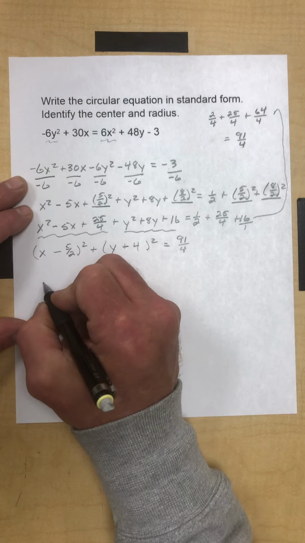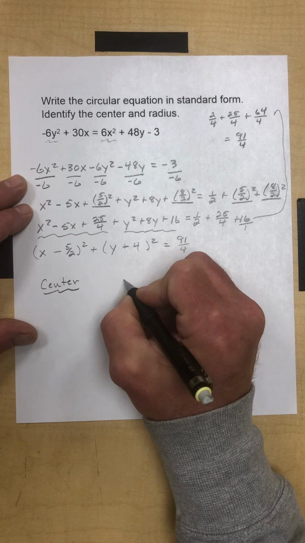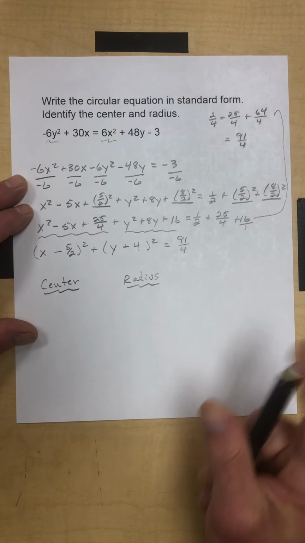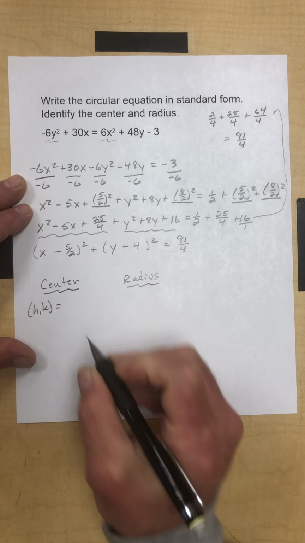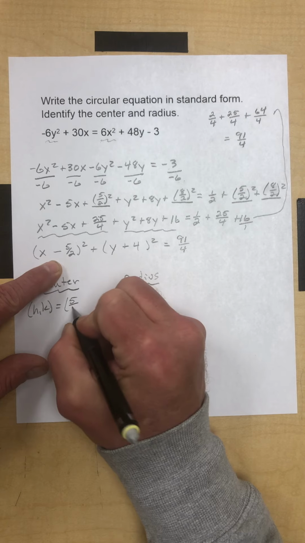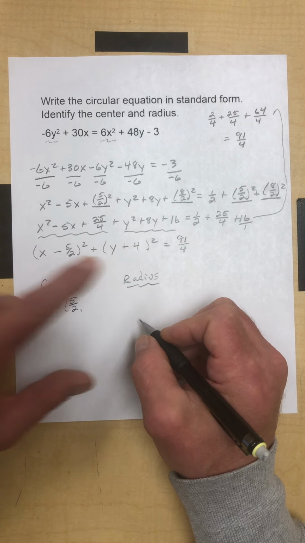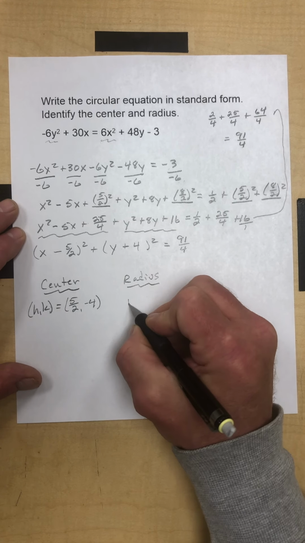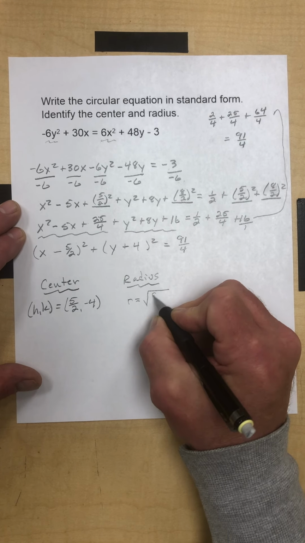Okay, so let's see. My center and my radius. Okay, so my h, k, let's see, it'd be x minus h, so that's 5 halves for the h. And it'd be y minus k, so that's like y minus negative 4, so it'd be negative 4 for my k. Okay, my radius is the square root of this guy right here.